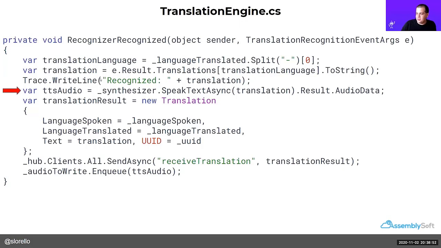The next thing I'm going to do is take that translation and turn it into an audio buffer that I can then write back across. And then here we're actually using, again, the speech SDK's speech synthesizer. So we're taking the speaker text async translation and then pulling the audio data off of the result of that.